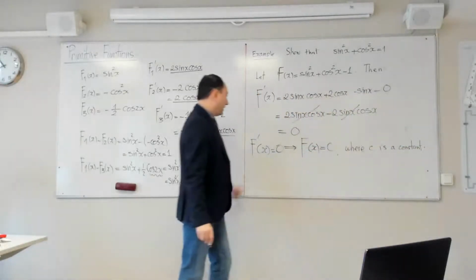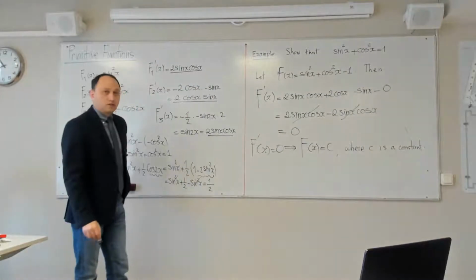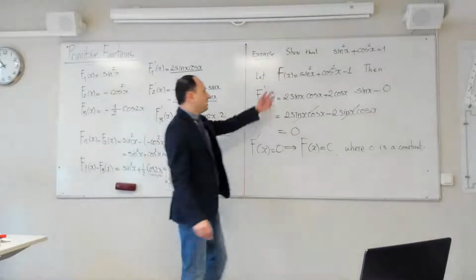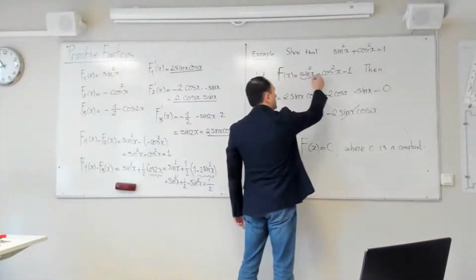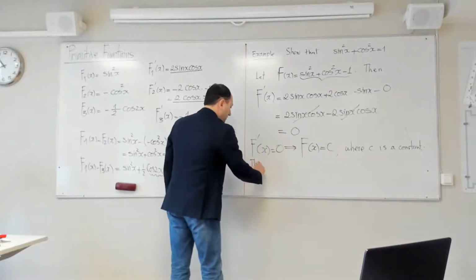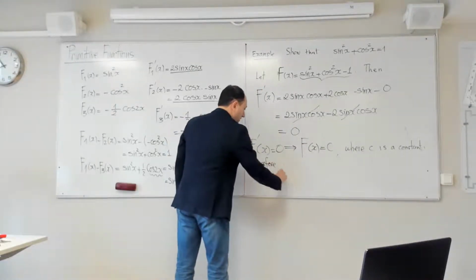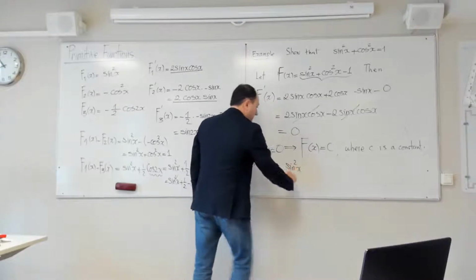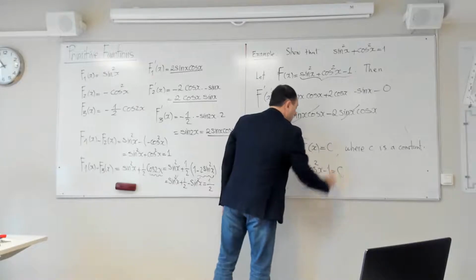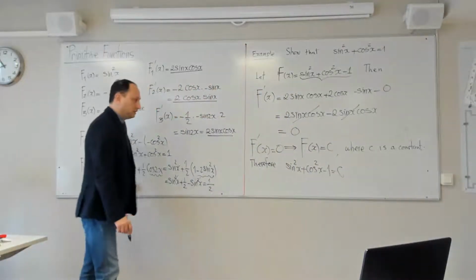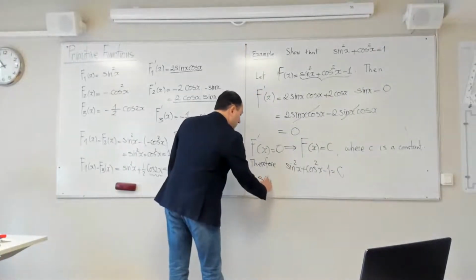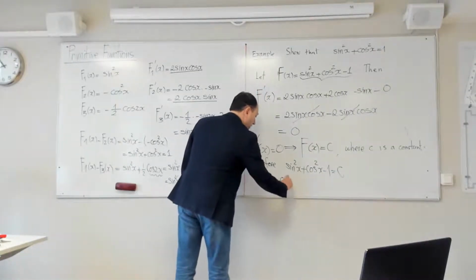Yes, so I can conclude that f of x is equal to a constant. So what does it mean? It means that I showed that this function is a constant c. So therefore, sine squared x plus cosine squared x minus 1 is equal to c. And then I move 1 to the right-hand side. It means that sine squared x plus cosine squared x.